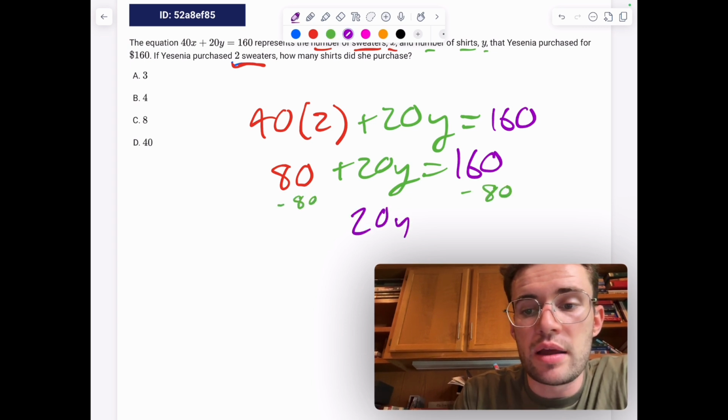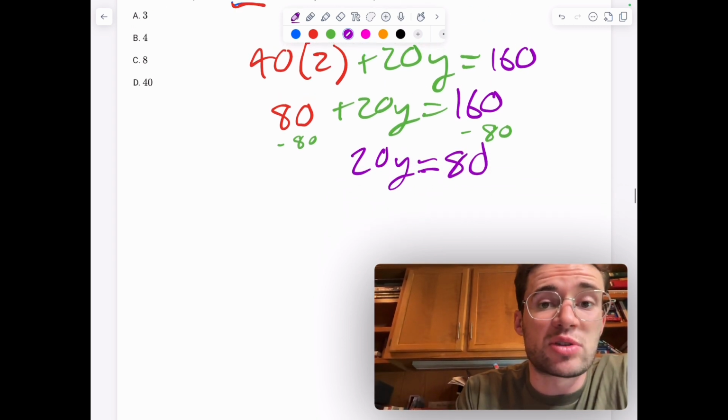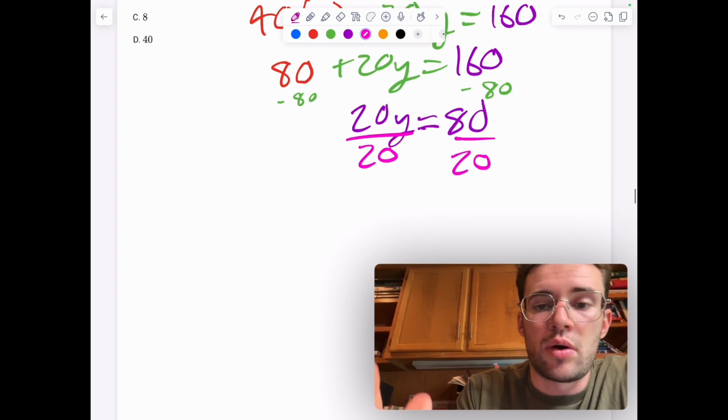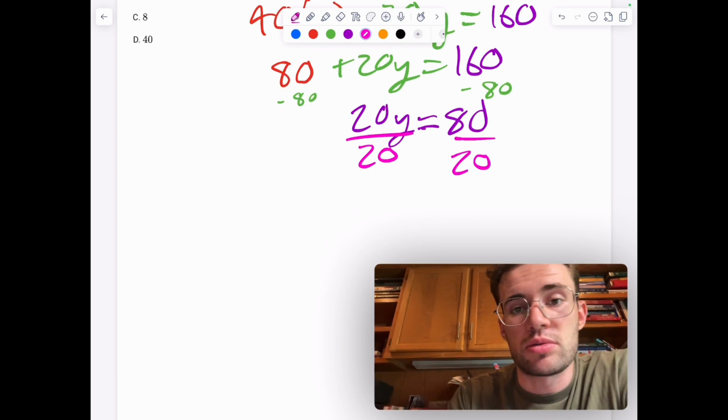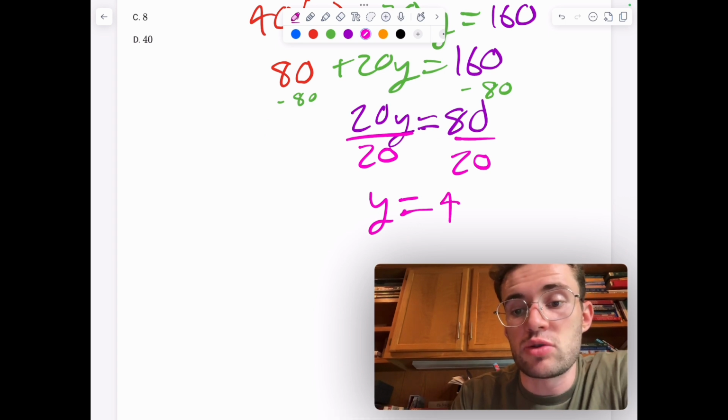So 20Y is equal to 80. And then that's 20 times Y. We want to find just Y, so we'll divide it by 20 on both sides. Or you can think what times 20 makes 80, which would be 4. Either way, it gives us that same answer of Y equals 4. 80 divided by 20 is 4.